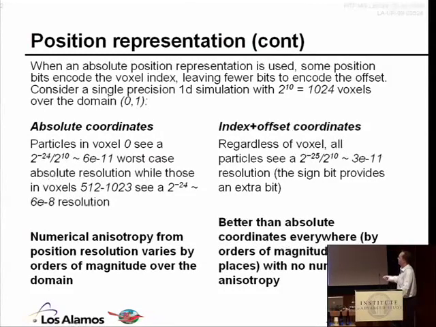It's pretty coarse, actually. If we go to the representation I just gave, what we find is that everywhere we have a 3e minus 11 resolution. We actually get an extra bit by using the sign bit to encode some information as well. And this is great because we don't have any numerical anisotropy within the code. So Emmy Noether is very happy because we obey a lot of symmetries that are inherent at a bit level in the physics of our code. Likewise, we're better everywhere than absolute coordinates by several orders of magnitude in most places. So this is just critical if you want to start using things like single precision within a code.